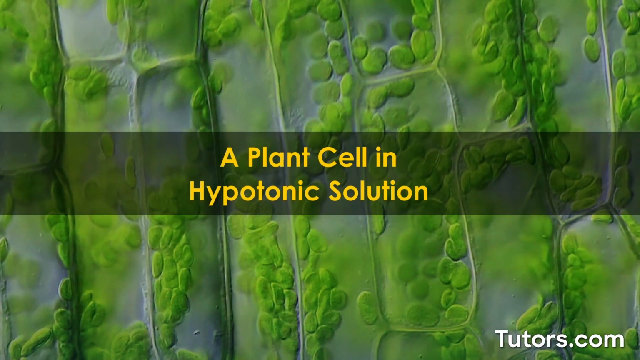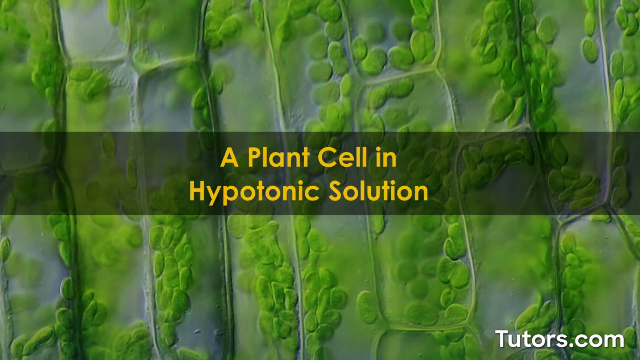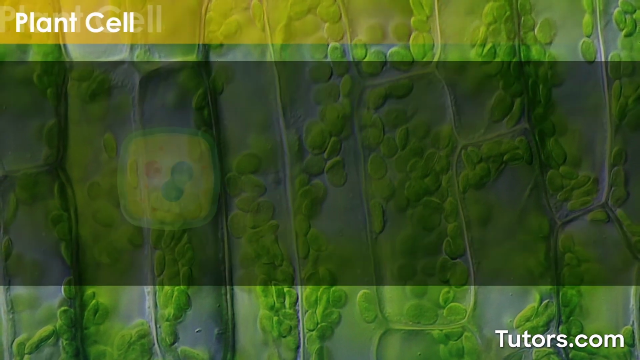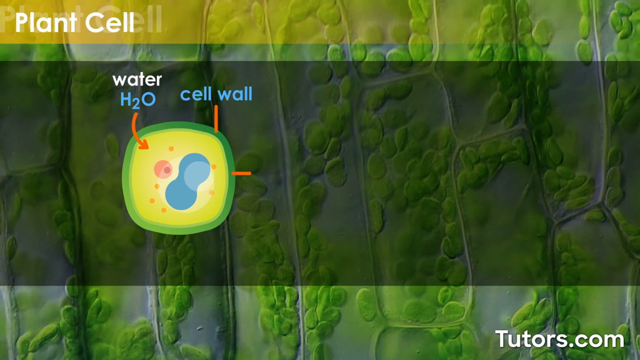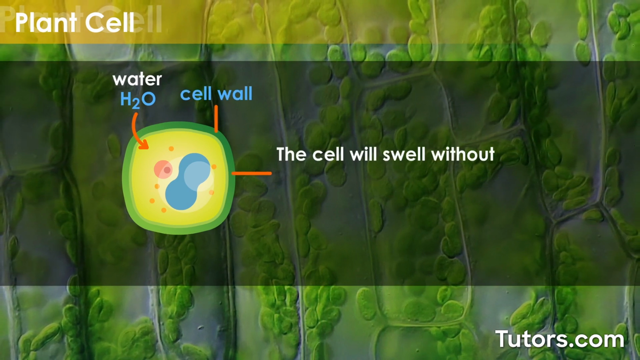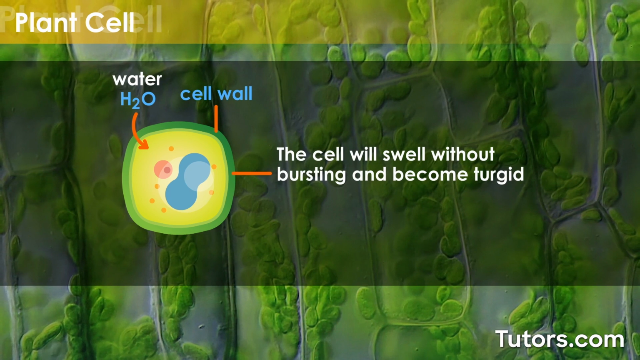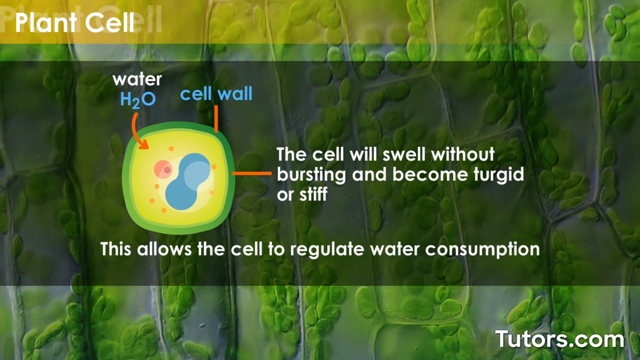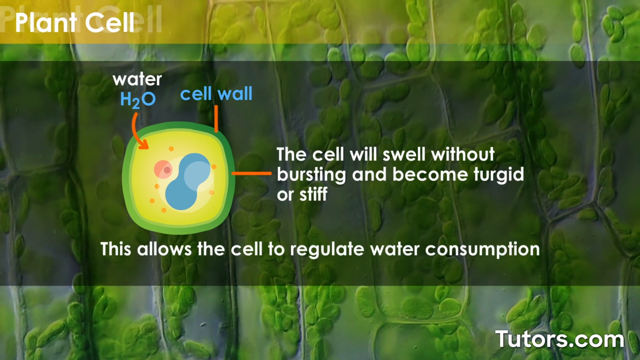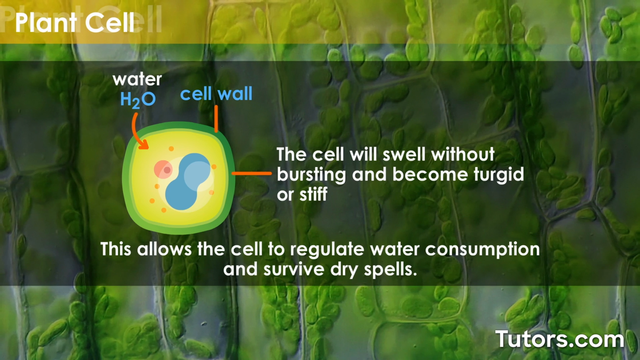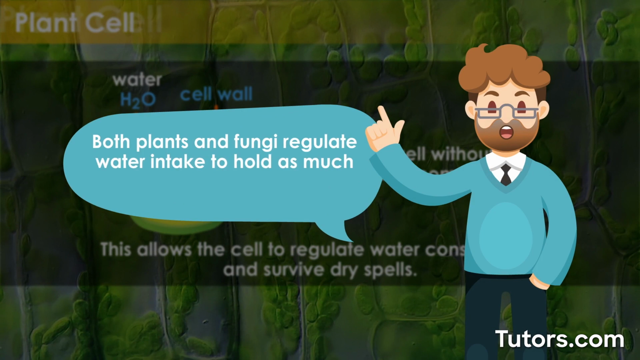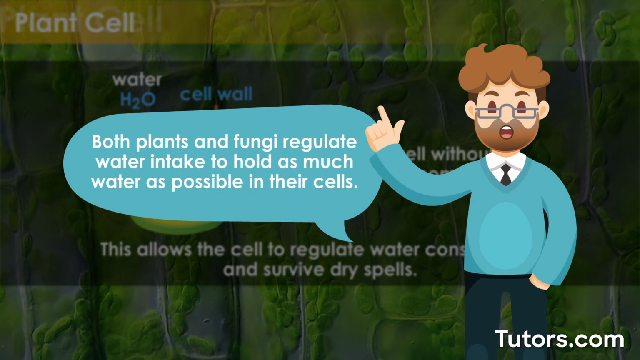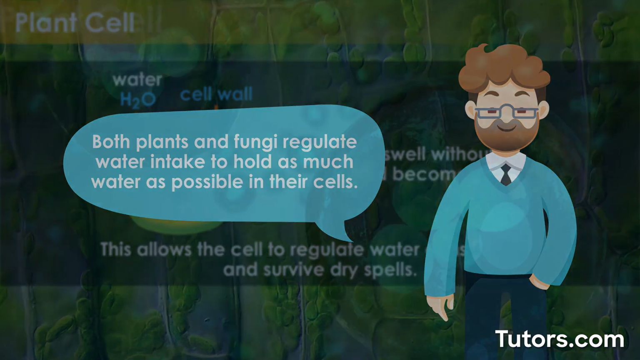A plant cell in hypotonic solution. In a hypotonic solution, plant cells absorb water from the solution through the cell wall. The cell will swell without bursting and become turgid, or stiff. This allows the cell to regulate water consumption and survive dry spells. Both plants and fungi regulate water intake to hold as much water as possible in their cells.